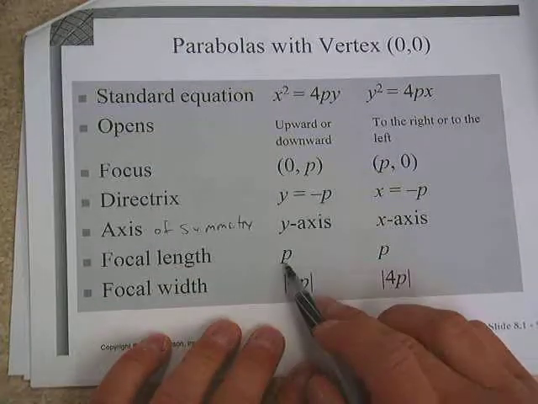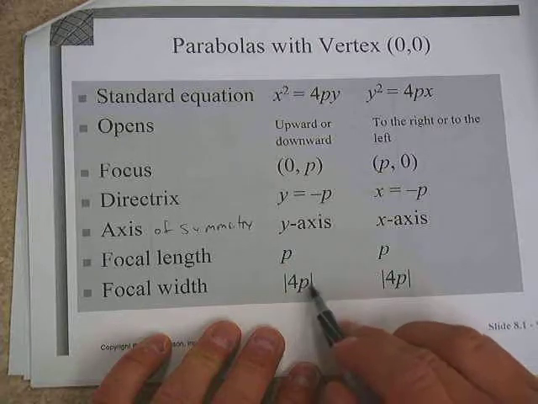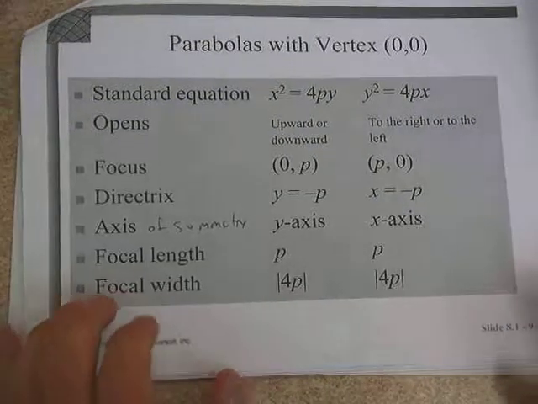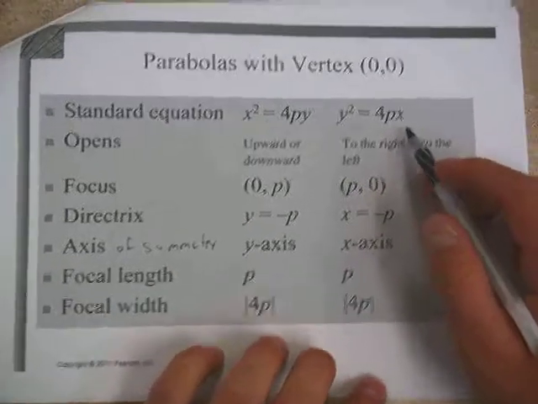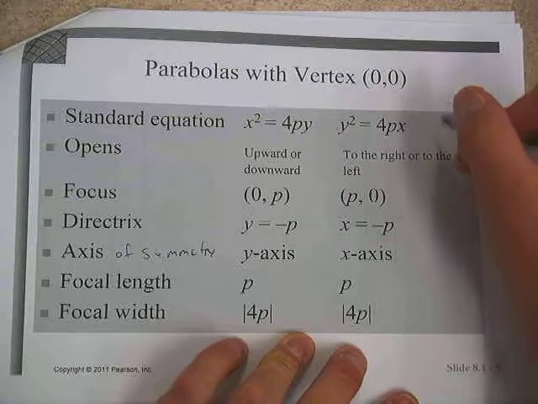We have two other pieces of information we're going to be dealing with too in our work today. It's going to be focal length and focal width. The focal length is always going to be our p, and the focal width is always going to be the absolute value of 4p.